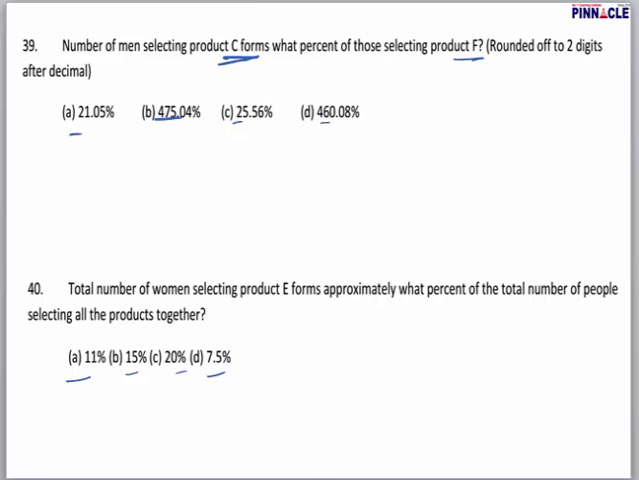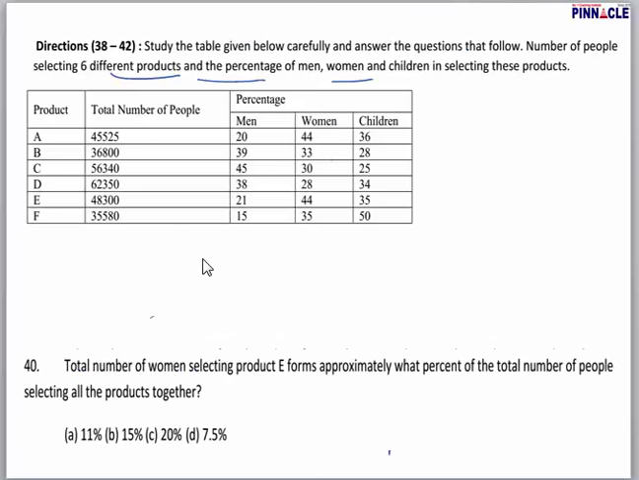Now let's take this question from this place too, so that it is easy to calculate. Now the total number of women selecting product E forms approximately what percentage of the total number of people selecting all the products together. Now these questions take time, because we have to add all these, and we have to find 44% of 48300. So my suggestion here is that you skip this entire table and go to the next question. Or if you have time at the end of the question paper, then you come back to these questions.